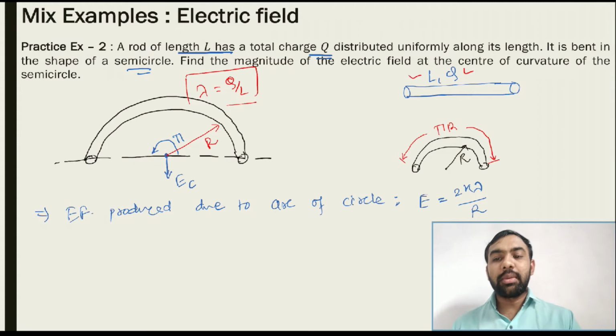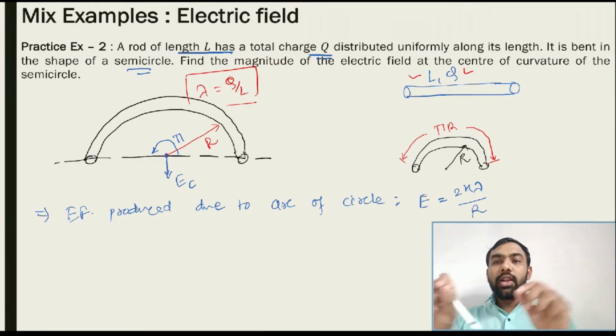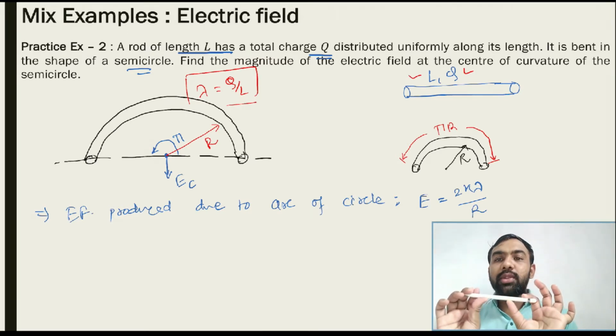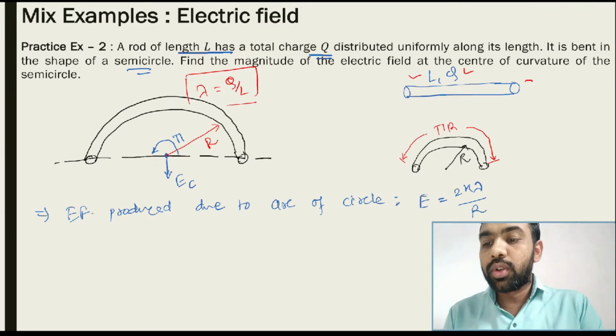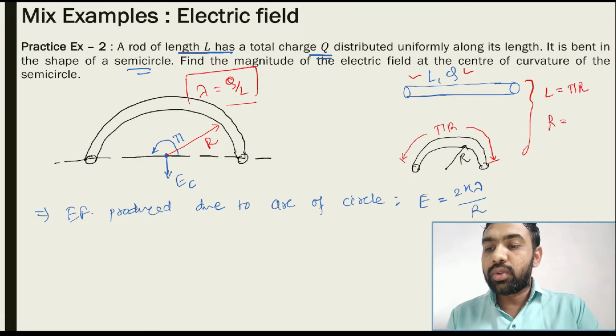Pi. These both must be the same. They are the same because, suppose it is a rod, then the rod is bent into a semicircle, so the length of the semicircle is equal to the length of the rod. So from this, what do we write? L is equal to what? Pi r. So r is equal to L upon pi.